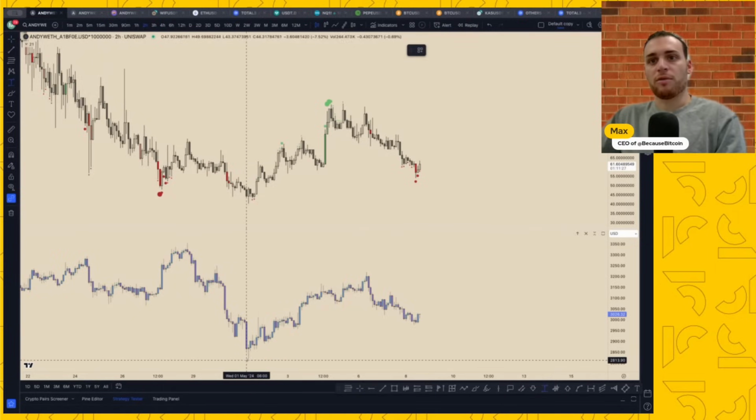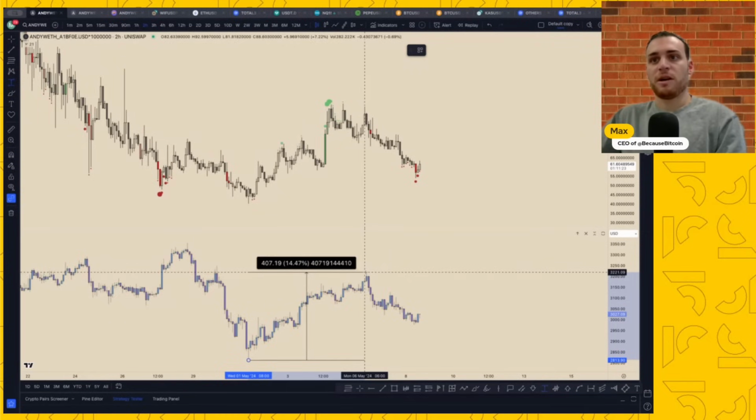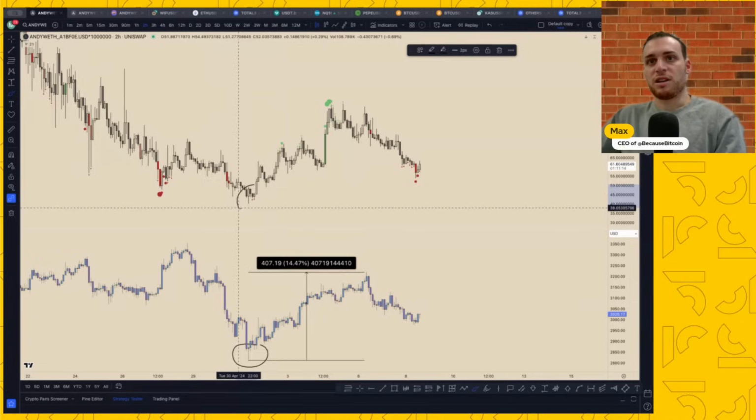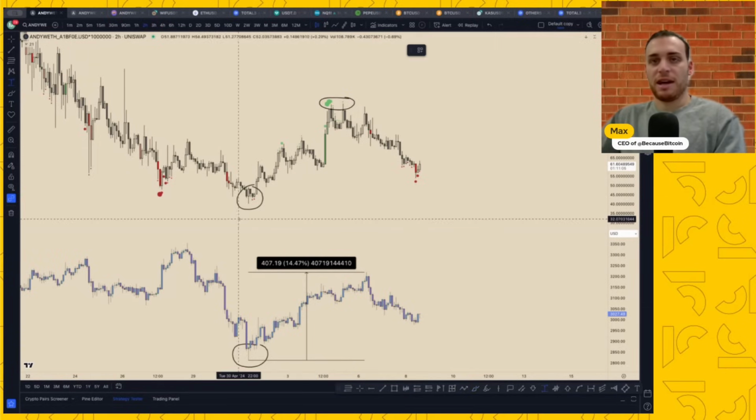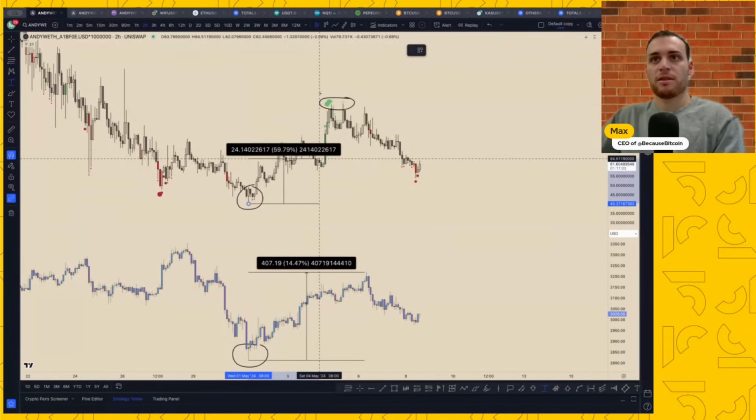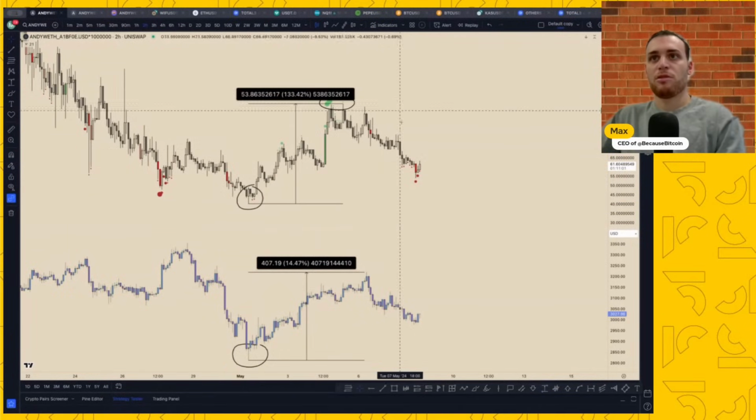All right. So from this low that ETH set, ETH moved up 14%. You can see that from this local low set on May 1st, ETH moved up 14%. Now we're going to take a move to the high here for Andy. All right. So Andy from this local low to the high moved up 133%. Okay. So they bottomed on the same day and they topped on the same day.